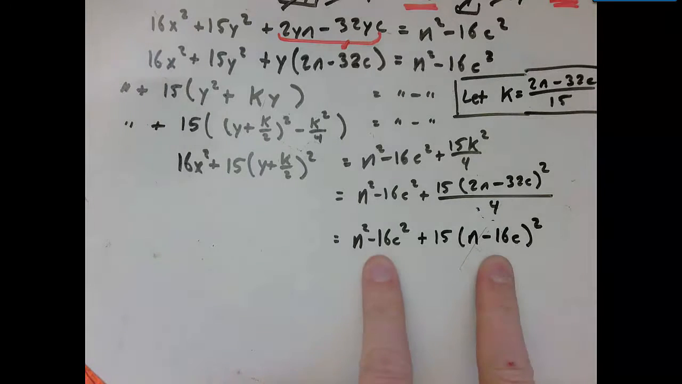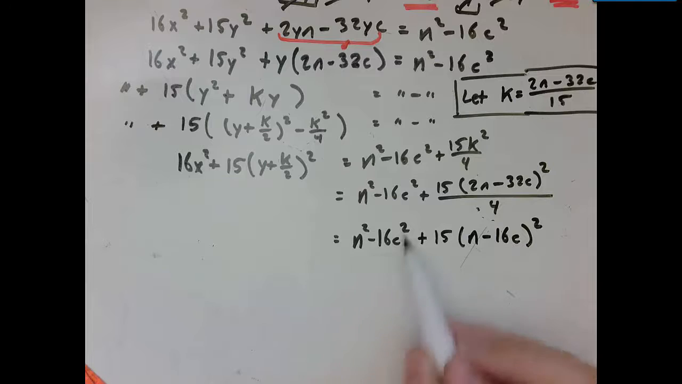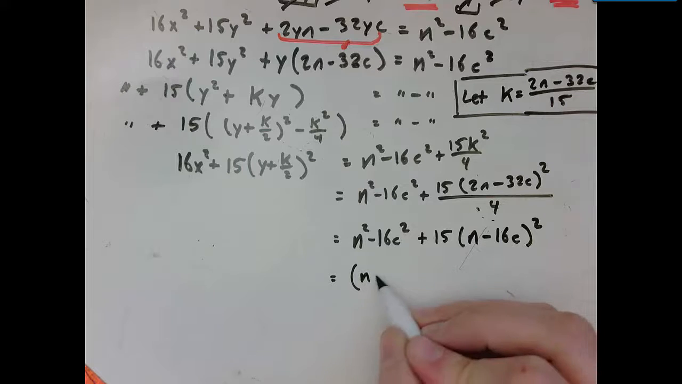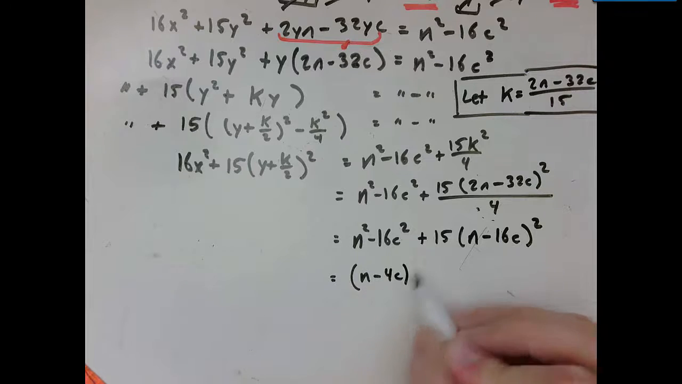Okay, so this seems kind of interesting here and here. It seems like we should be able to do something with that. One choice is we could expand this and try to see how things cancel. Instead, I'm noticing this is a difference in squares, so let's try to write this as n minus 4c times n plus 4c.